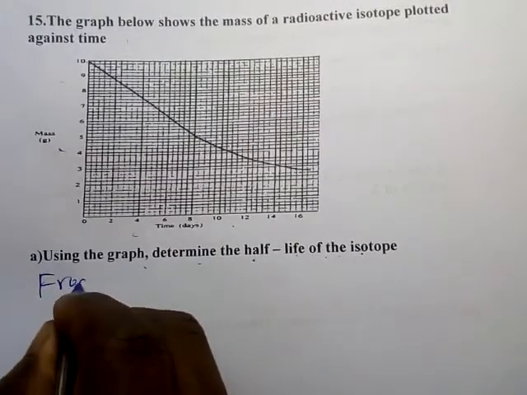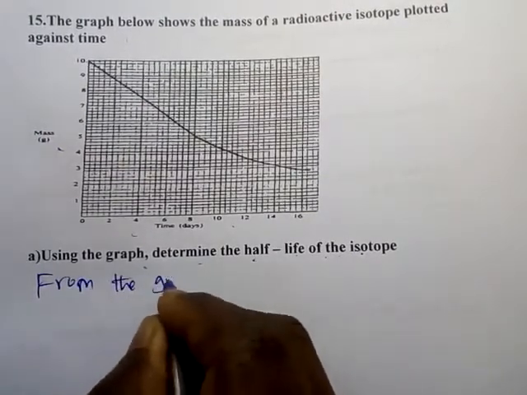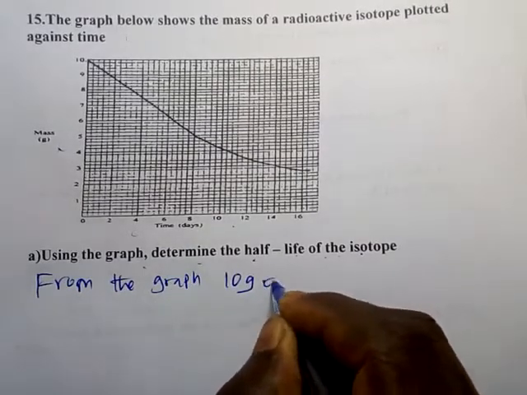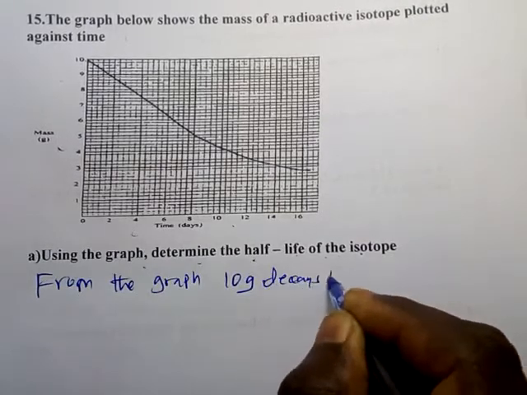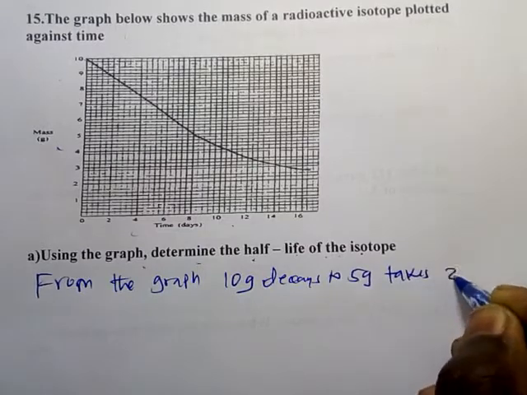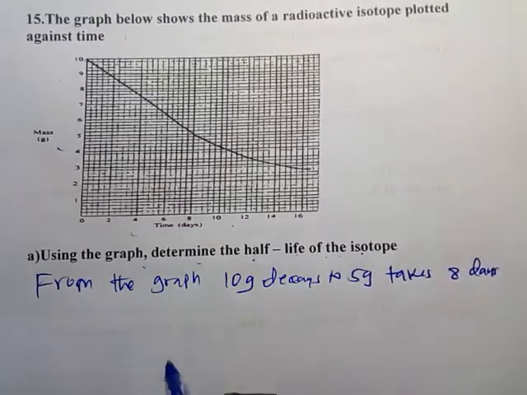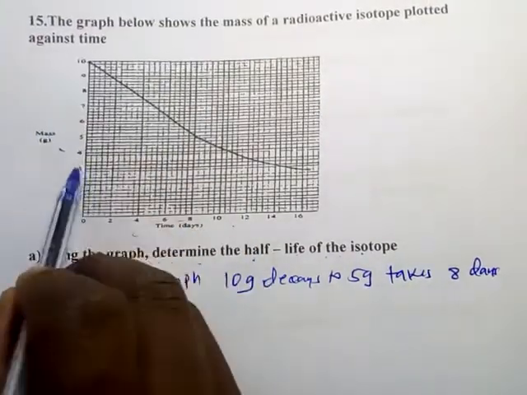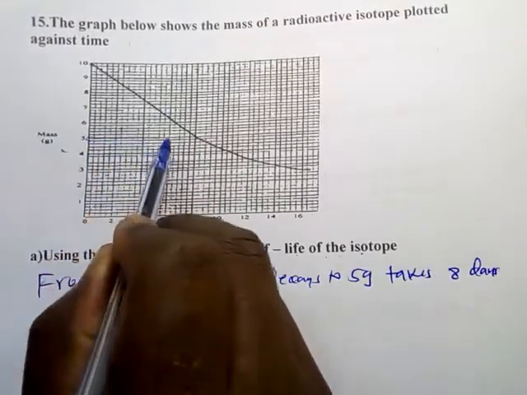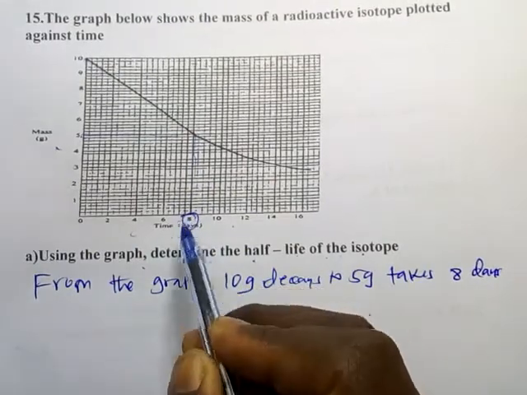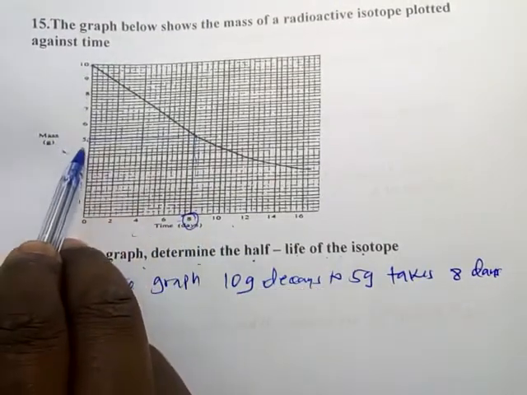You can see from the graph 10 grams decays to 5 grams takes 8 days. Can you see that? So you go across and then come down. How many days are you seeing here? 8 days. So for it to decay from a half to half, it takes 8 days.